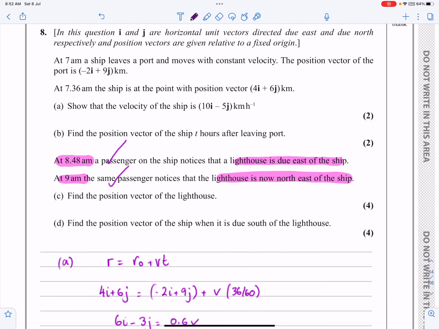And then a sketch, very much a sketch, should help me to unpick where the lighthouse is going to be. But let's at least, first of all, do where are we at 8:48 and where are we at 9. Remembering that at 8:48 and at 9, we started off at 7. So that's 1 hour 48, which is 1.8 hours. Well, that's just going to be 2 hours. That's slightly easier when we're doing this.